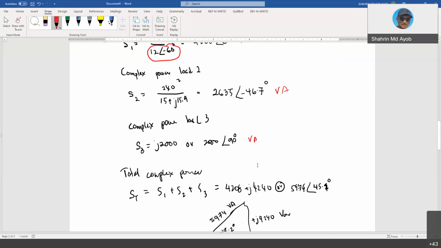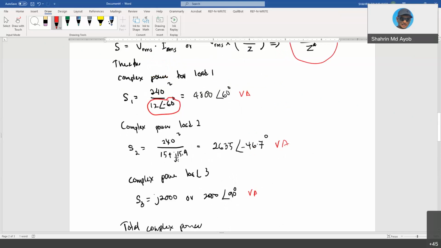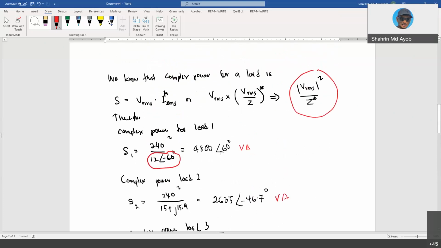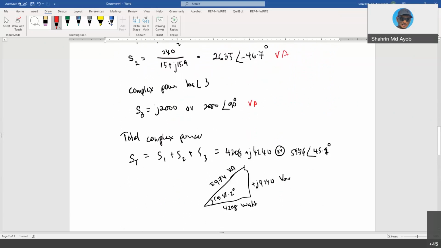So finally, the complex power of the circuit must equal the summation of all complex power of the loads. So I sum up S1, S2, and also S3. I will obtain a value equal to 4208 plus j4240, or in polar form is 5974 angle 45.2 degrees. This is unit VA.